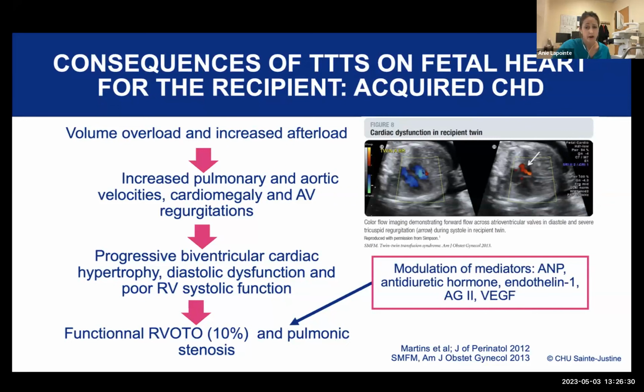There are some mediators also involved: ANP, antidiuretic hormone, endothelin-1, angiotensin II, and VEGF have all been described with a certain role in the development of the RVOTO and pulmonic stenosis in the recipient.